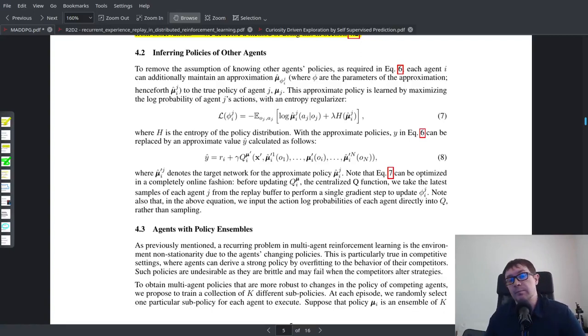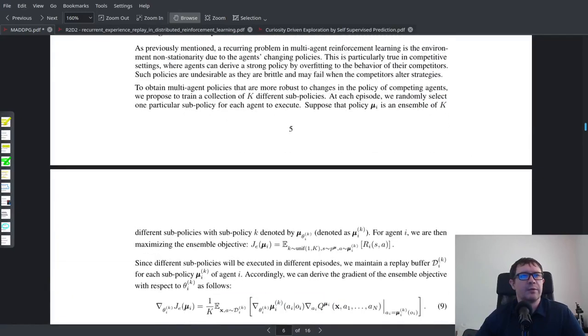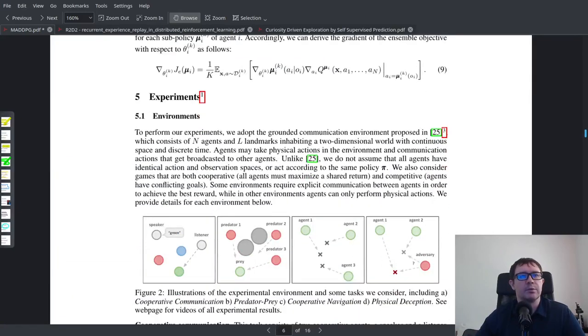Now, you can train with ensembles of policies where you have, say, 5, 10, whatever number of policies, and each one of those can learn to accommodate a different type of policy for its competing agent. It's a pretty cool concept. We're not going to implement it here. If you are a completionist, I'll leave that up to you as an exercise for the reader. We'll cover the algorithm right before the coding section. So let's go ahead and check out the experiments they do.